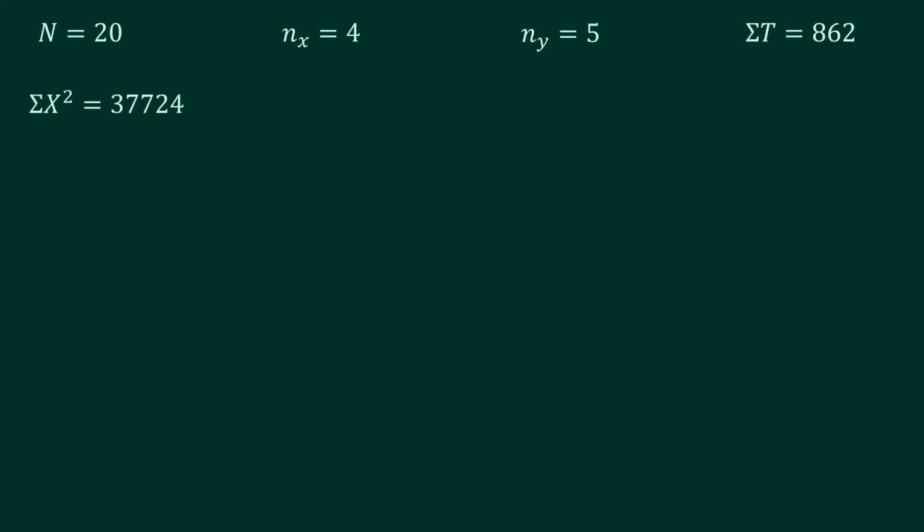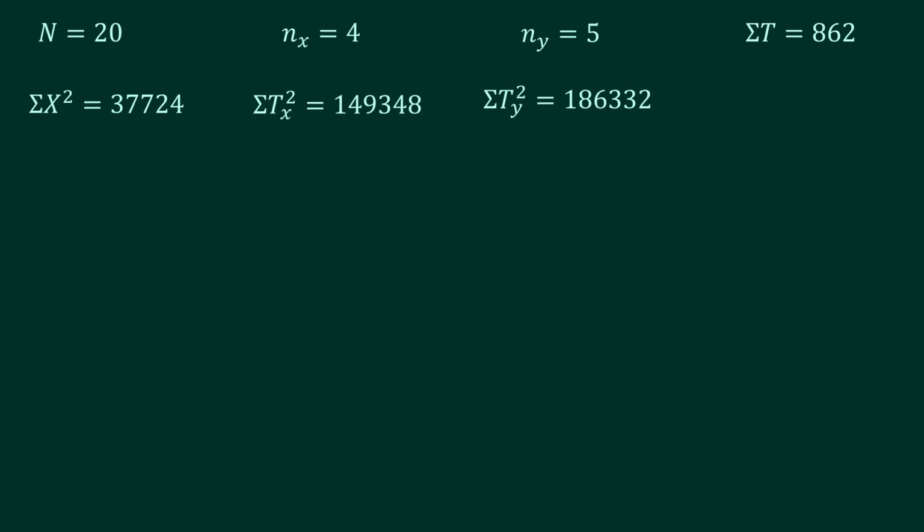862. Sum of the square of all the x values, that is sigma x squared equal to 37,724. Sum of the Tx values, that is sigma Tx squared 1,49,348. Sum of the Ty values, that is sigma Ty squared 1,86,332.